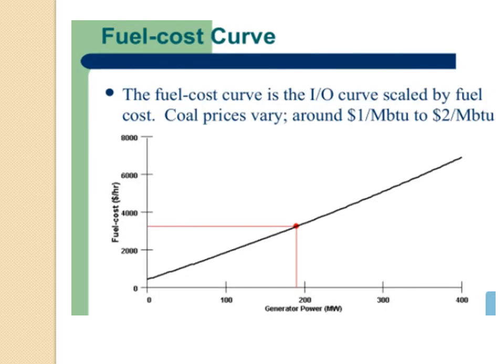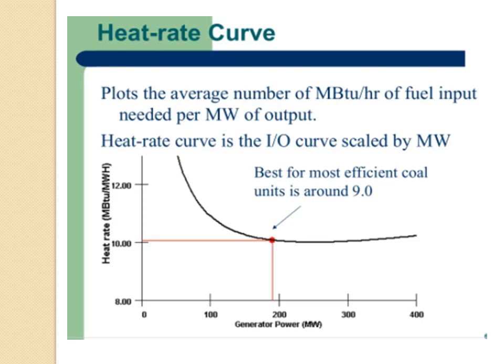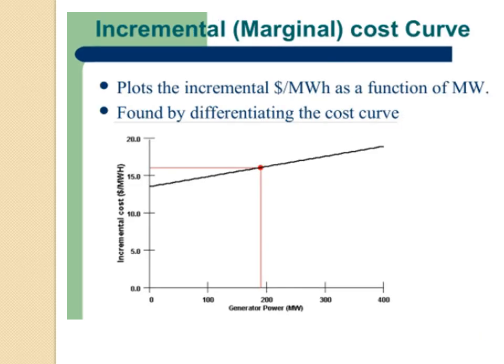Fuel cost curve. The fuel cost curve is the input curve scaled by the fuel prices, which are varied. Heat rate: in this plot, the average amount of fuel input needed for the megawatts of output, so the input curve is scaled by the megawatts. Incremental cost curve: the plot of the incremental cost as a function of megawatts, found by the differential of the curve.